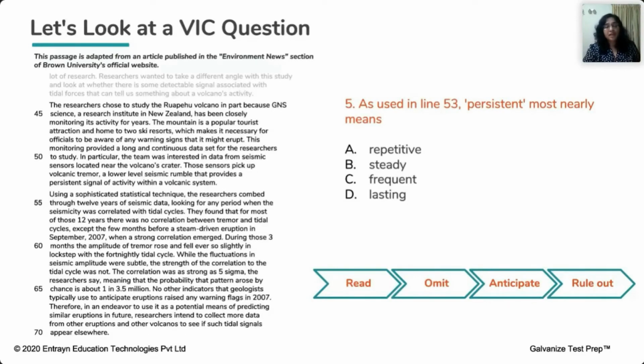So if you look at this passage here, the blurb on top says that this passage is adapted from an article published in the Environment News section of Brown University's official website. But if you notice, I have actually left out the first 40 lines or more of the passage, okay? One reason is brevity, because today we don't have that much time. But more importantly, I wanted to show you how you can answer a vocabulary in context question without necessarily reading the entire passage.